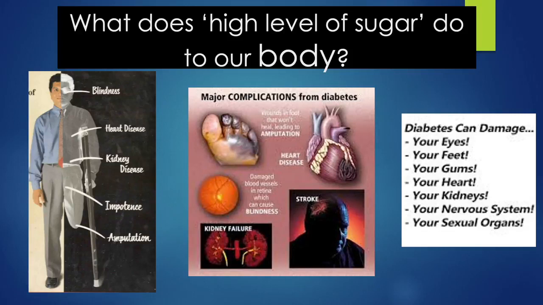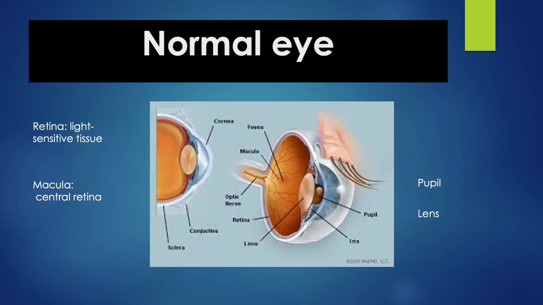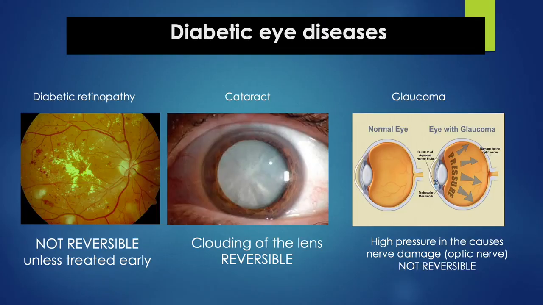This is the anatomy of a normal eye. The eye is like an old camera which consists of a lens and film. Retina represents the film in an old camera. Diabetes can affect almost every structure in the eye. Among the most common structures involved are the retina. Once it affects the retina, the condition is only reversible if you treat them early.